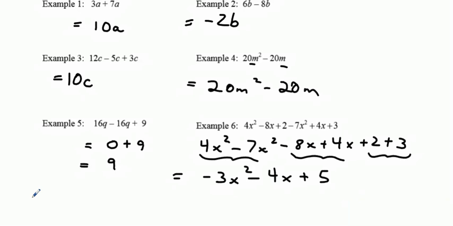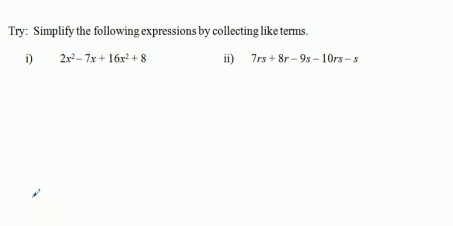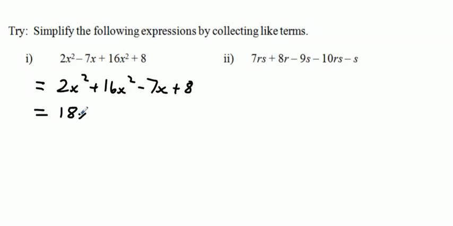Okay, let's see. Why don't you try doing the next two? Pause the video and see how you do. Okay, so this would be 2x squared plus 16x squared minus 7x plus 8. So these two are like terms. So this would be 18x squared minus 7x plus 8. Can't combine these.